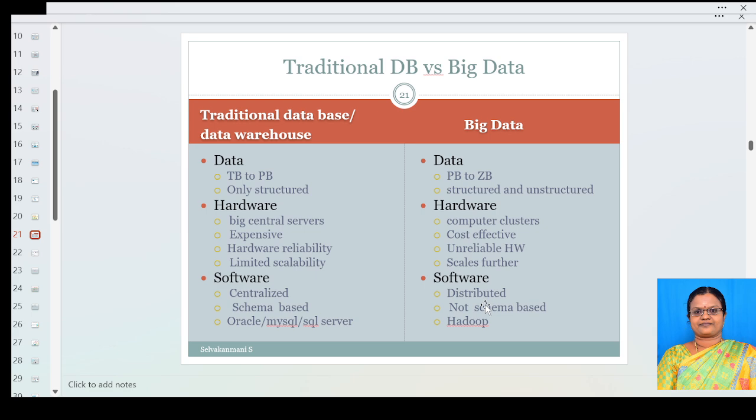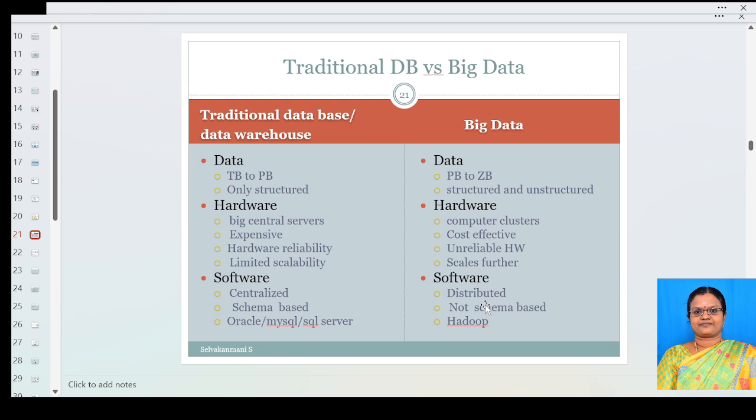On the hardware side, since it is a traditional database, you need a centralized server, and maintaining that centralized server, developing the software required for it, and the connectivity will definitely take a large amount of cost, so we call it expensive, with hardware reliability and limited scalability. Whereas in big data, we have clusters, and hence it is cost effective, uses unreliable hardware, and it can be expanded further also.